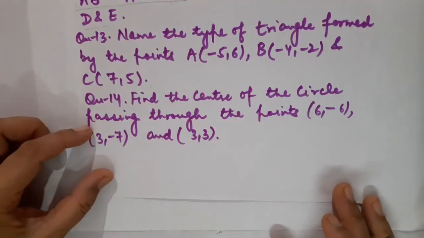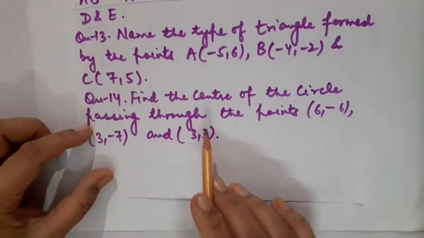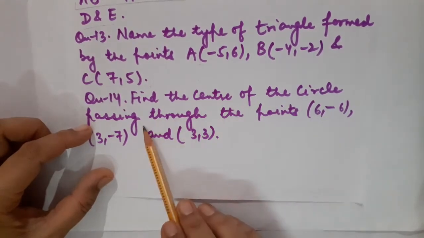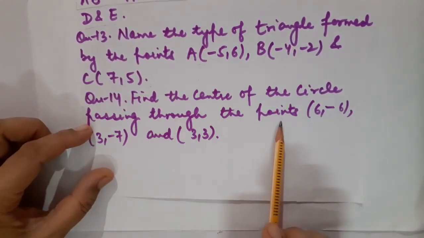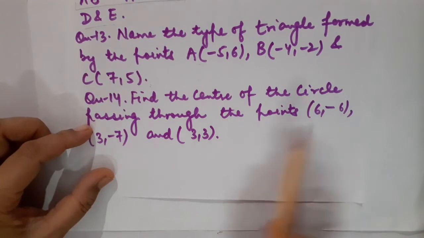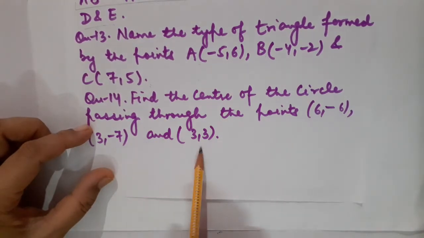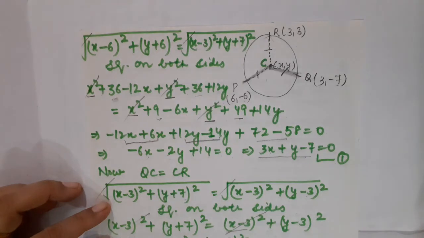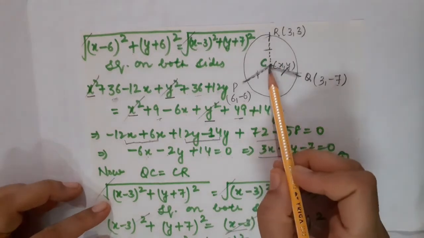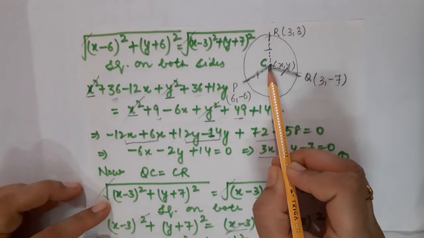Now children, let us switch to the last question of today's assignment. Find the center of the circle passing through the points (6, -6), (3, -7) and of course (3, 3). So children, as you know, in the question I have to calculate the coordinates of the center point.